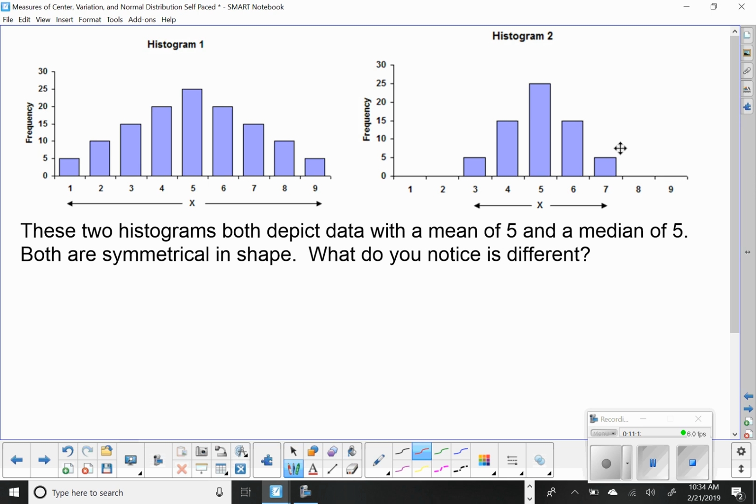Okay? So notice that the spread is different. The spread is very different. Okay? The range is different. The range here is 8. The range here is only 4. Remember, range is max minus min.